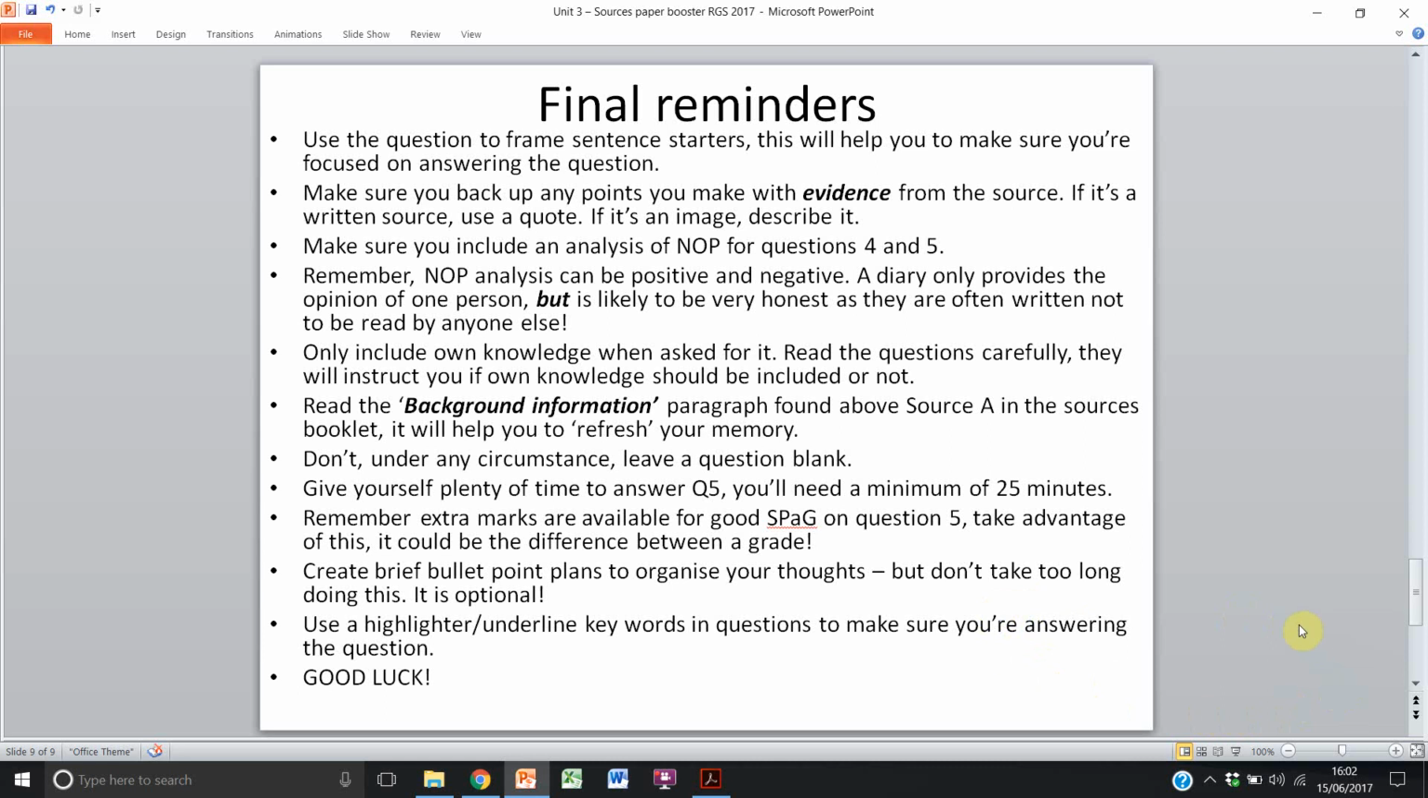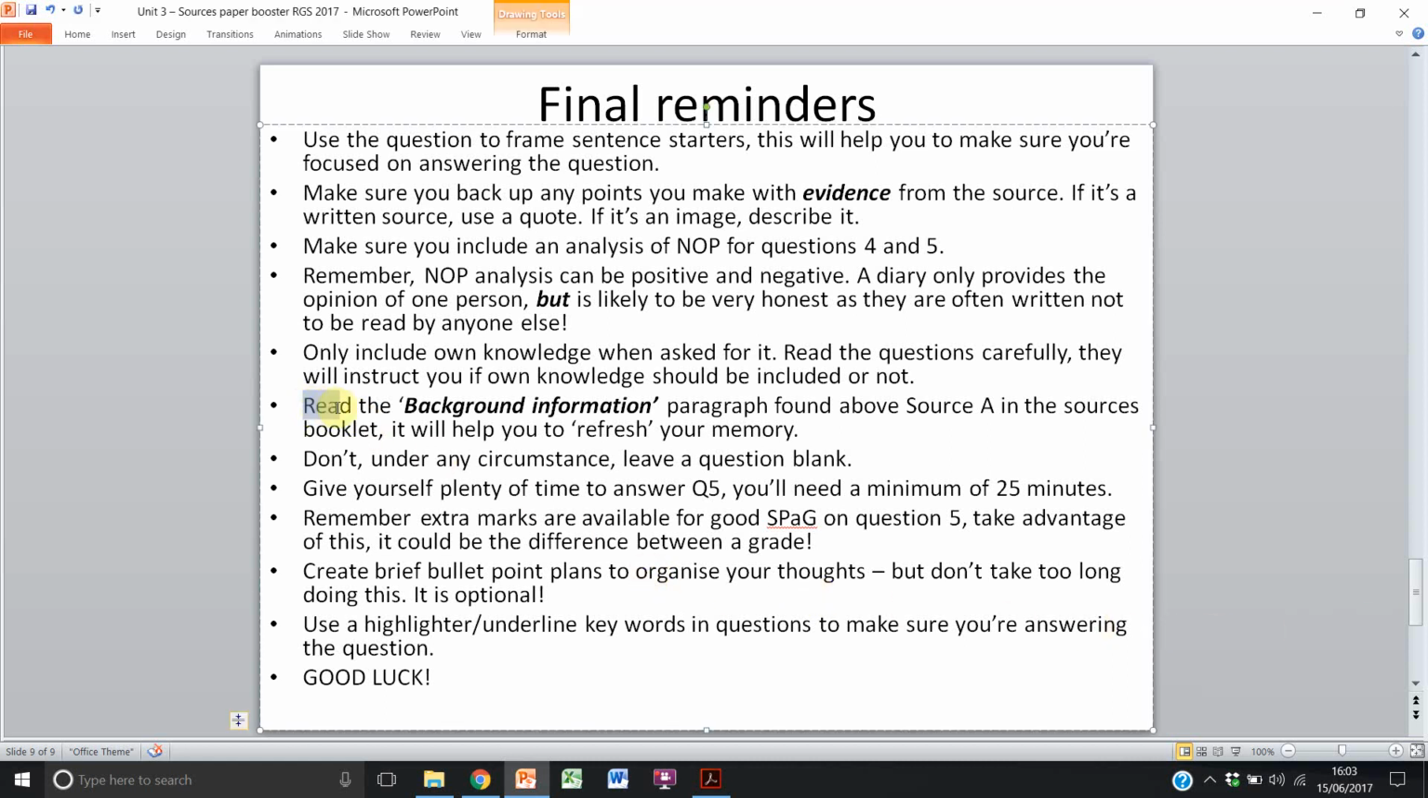Only include own knowledge when you're asked for it. Read the questions carefully. They will instruct you if own knowledge should be used or not. And if it does say use the source and your own knowledge, do so, because own knowledge is going to give you access to the highest marks.